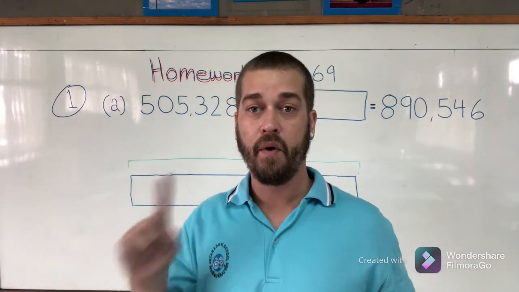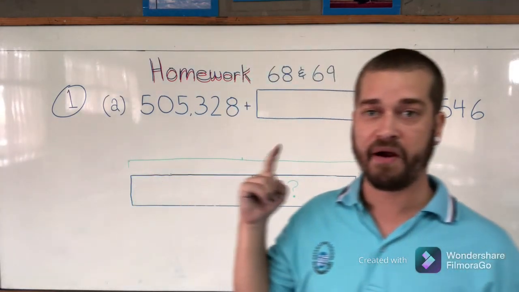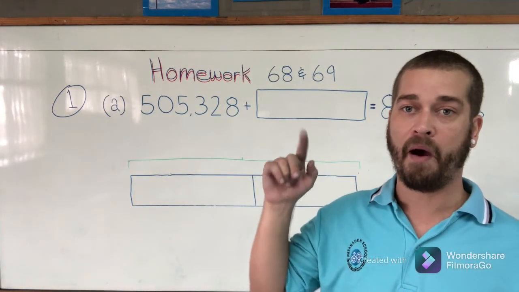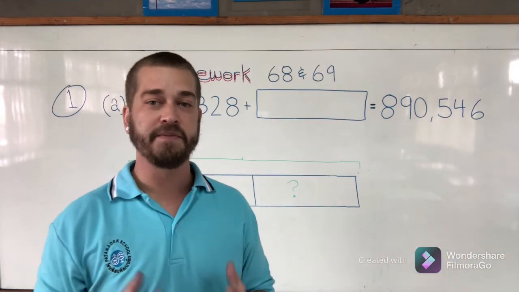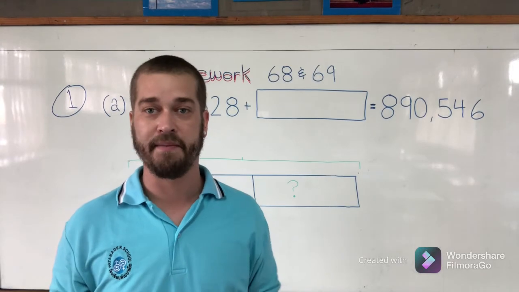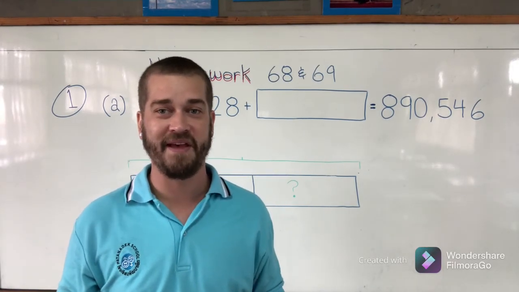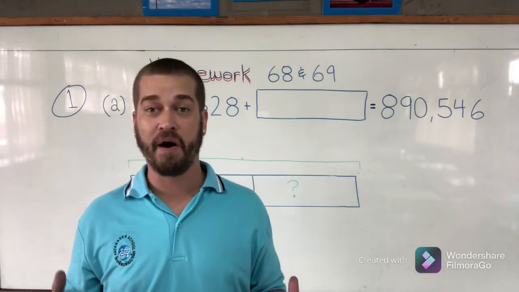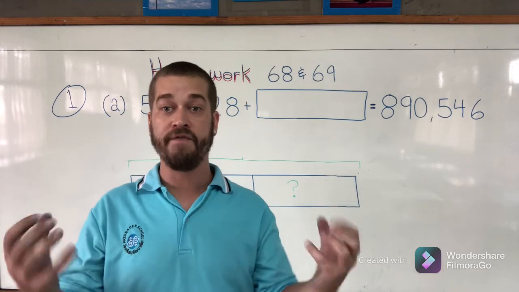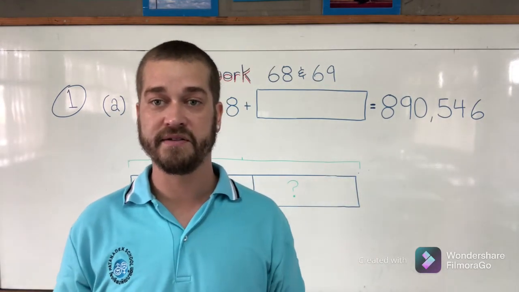What is missing? One of the parts, right? So you have part A and part B. We don't know part B, so we're gonna try to figure that out. And what always helps me is the ball pit example. Remember the ball pit? Have you ever been to a ball pit? They have different color of balls, but together all of those balls make up a total number of balls.